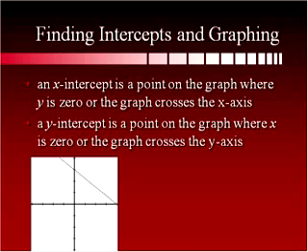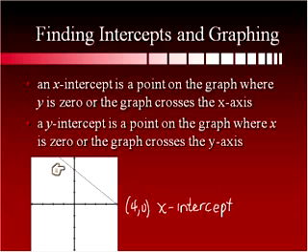Finding intercepts and graphing. An x-intercept is a point on the graph where y is 0, or the graph crosses the x-axis. So if we look at this graph here, you can see that the graph crosses the x-axis right here. That point is 4, 0. So we say 4, 0 is our x-intercept. The point where the graph crosses the y-axis is called the y-intercept, and that happens at 0, 3. So 0, 3 is our y-intercept.